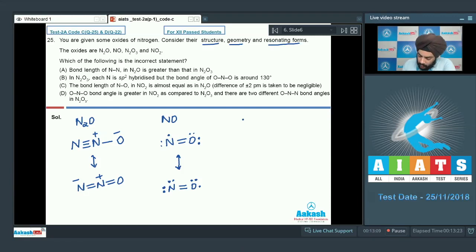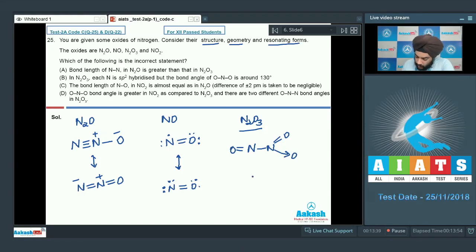Let us look at N2O3 now. So N2O3 is a dimer of NO and NO2. The odd electron of N in NO as well as the odd electron of N in NO2, they form a bond together, forming N2O3.